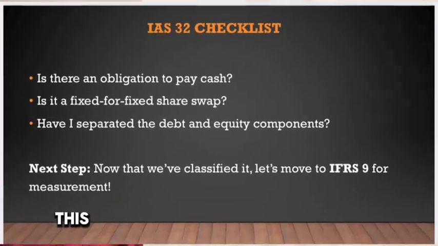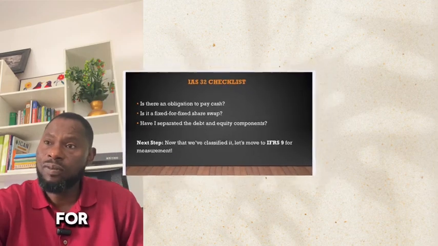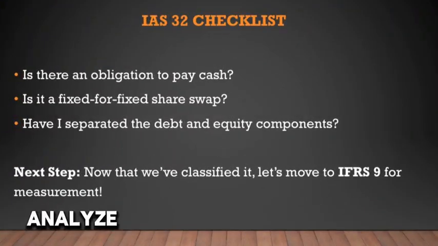Now, let's look at this checklist, which will help us. For every financial instrument you want to analyze, these are the things you should ask yourself. Is there an obligation to pay cash? Is it a fixed share swap? Have I separated the debt and equity components? So the next step, now that we've classified it, is to move to IFRS 9 for measurement. That we'll do in the next class, okay?